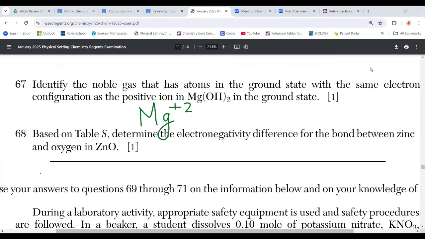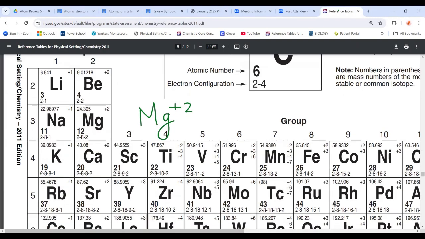If you were to look at the periodic table with this in mind, here's our magnesium with a +2. How does he get this +2 charge? He loses electrons. When you pick up a charge or when you make a bond, either by sharing your electrons, that's a covalent bond, or by giving or taking electrons, that's an ionic bond.